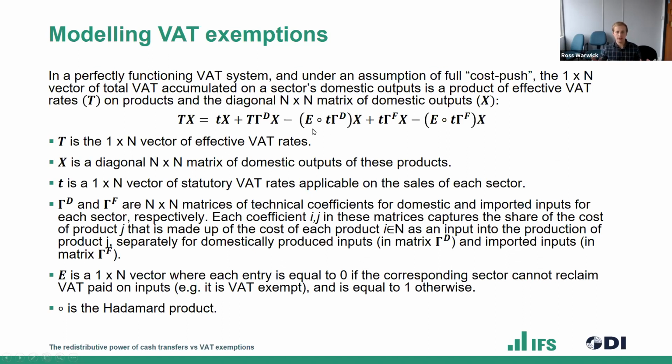Walking through this full formula will hopefully make clear that it's not as complicated as it potentially first looks. So the total vector of VAT paid is the sum of the statutory VAT, that's the vector T, paid on each sector's outputs, plus the effective VAT rate vector T, which is paid on gamma D. Gamma D is the matrix of different inputs from each sector used by each sector. It's the matrix of technical coefficients of inputs for each sector. So what this gamma D matrix has is the cost share of each product in the economy, which is made up of each other product in the economy.